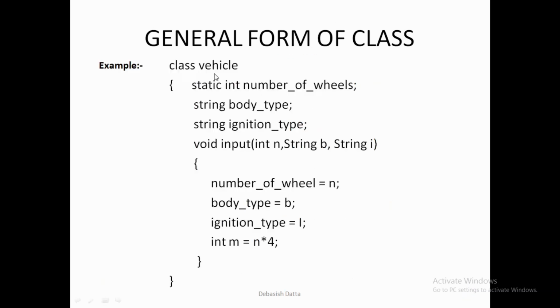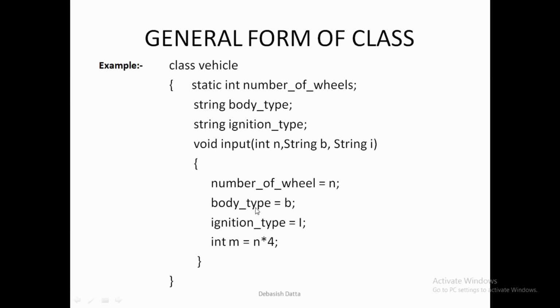For example, suppose we want to define a simple class vehicle which consists of 3 member variables. You can see the names of the member variables are number of wheels, body type, ignition type, and int, string, and again string are the data types of these member variables, and one method, namely input, is defined inside this vehicle class. As you can see, the member variables are those variables which are defined inside the class but outside the methods which are defined inside the same class.